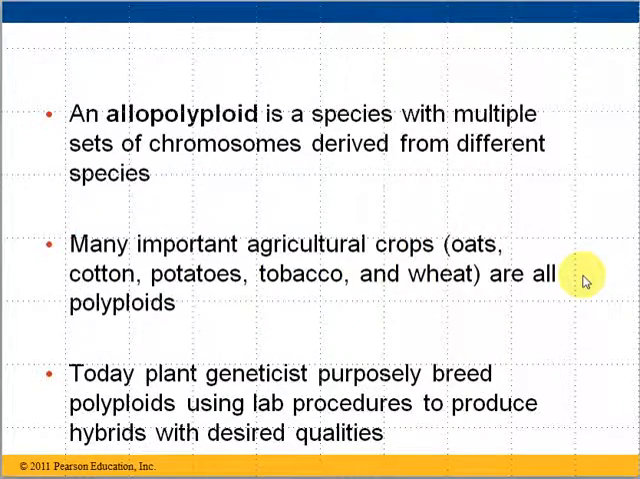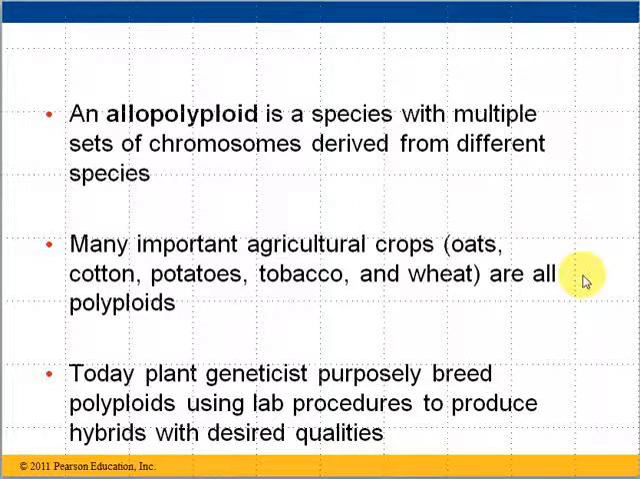As I mentioned, there are many important agricultural crops. Some of the biggest crops that we raise around the world, such as oats and cotton, potatoes and tobacco and wheat, are all polyploids. They all have more than 2 sets of chromosomes. They have multiple sets of certain chromosomes. And as a matter of fact, today there are plant geneticists that purposely breed polyploids using lab procedures to produce hybrids that have the various desired qualities that we want, such as insect resistance or drought tolerance, things of that nature.